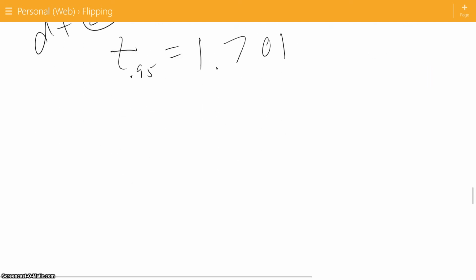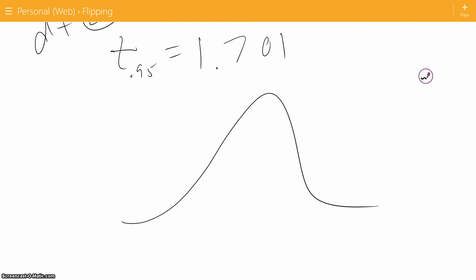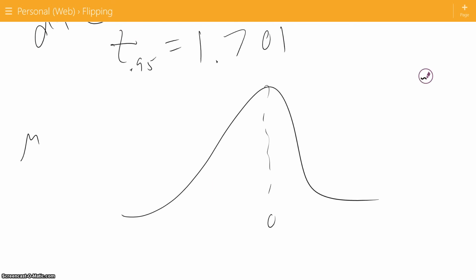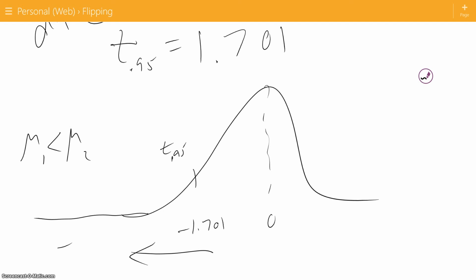Now remember, if we sketch out our t distribution here, here's our mean, it's 0. We are concerned about if mu1 is less than mu2. So we're going to be looking to the left. So we'll need to change this 1.701 to negative 1.701. That is where our critical t is going to be. And our t-score for our difference between these two samples was negative 4.20. That's like way over here. Okay, negative 4.20, that is the difference.